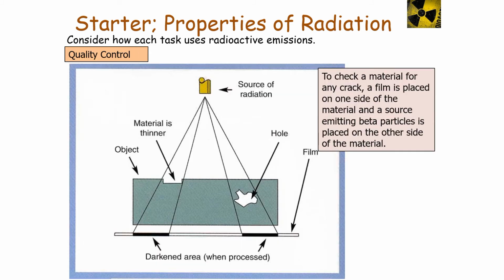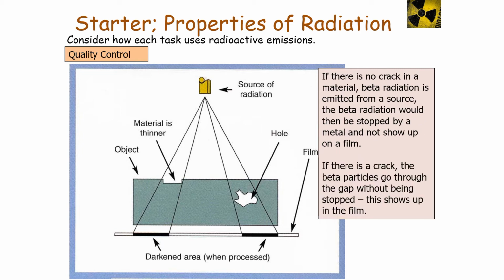Now another use of radioactive emissions is quality control. Quality control is checking if a material has a crack in it. To check a material for any crack, a film is placed on one side of the material and a source emitting beta particles is placed on the other side. If there's no crack in the material, beta radiation is emitted from the source.